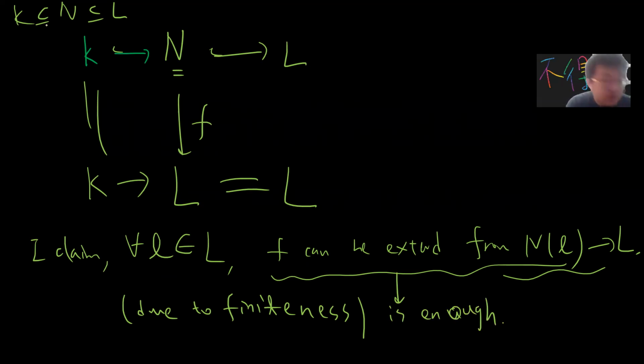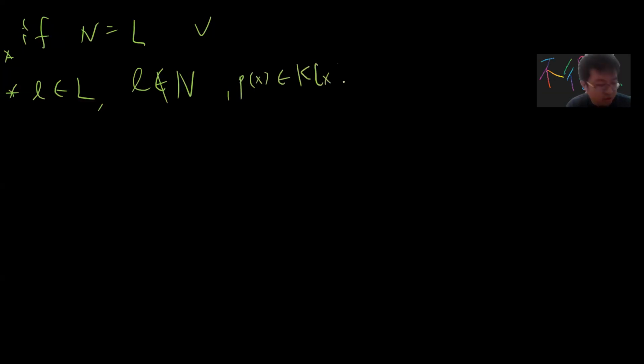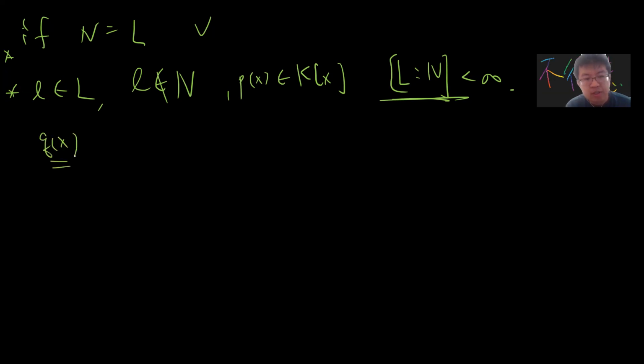Okay, so let's see. If N is L, if the original is L, then we are done. So I can assume that N is not L. Let's say I choose L belonging to L, where L does not belong to N, and I can pick the minimum polynomial of L. And I know this is finite, so this is automatically algebraic. So I can find another Q of X. Now Q of X is the minimum polynomial of L, but over N of X. And then by the previous idea, Q of X divides P of X.